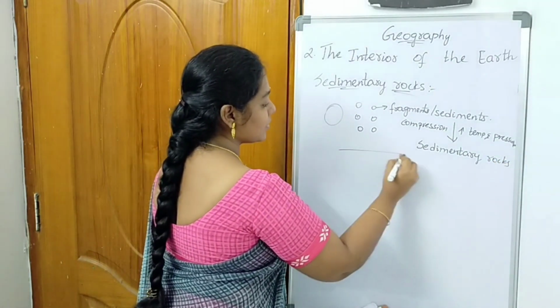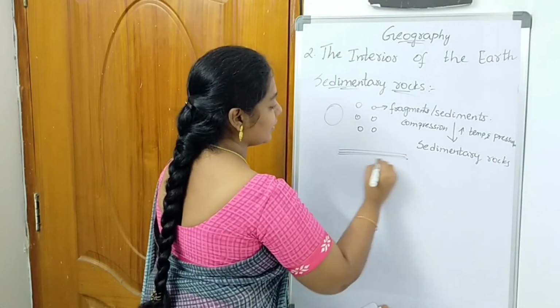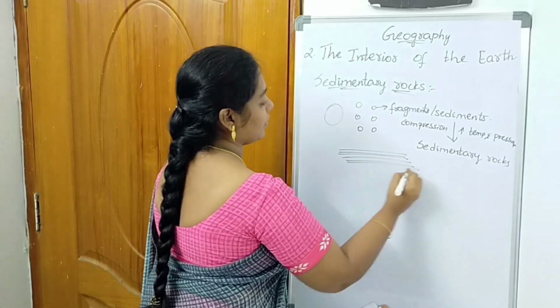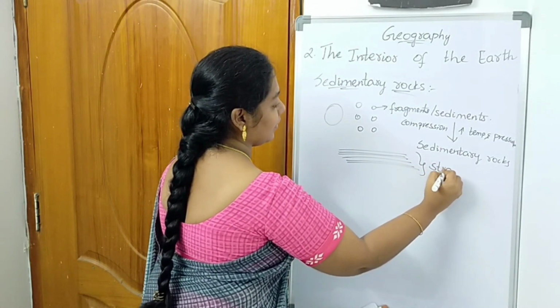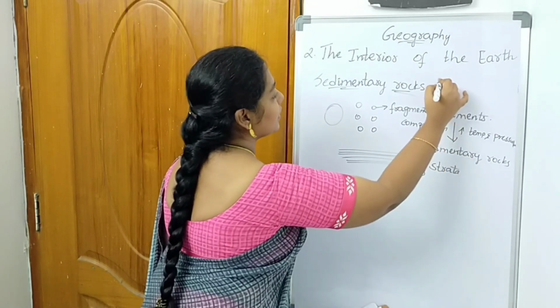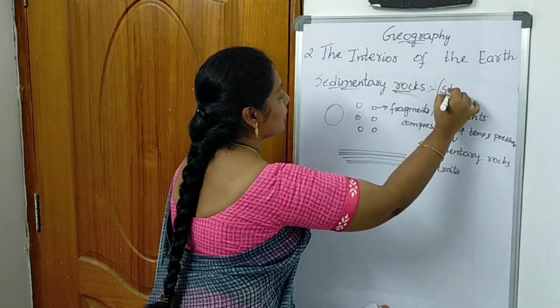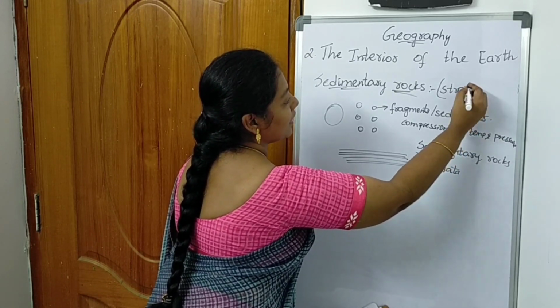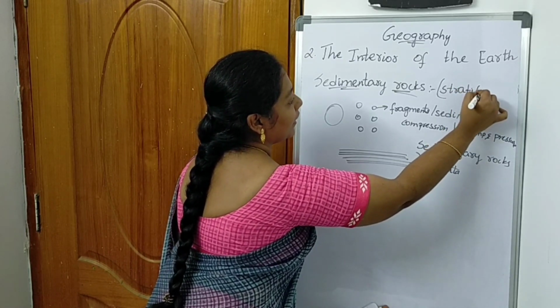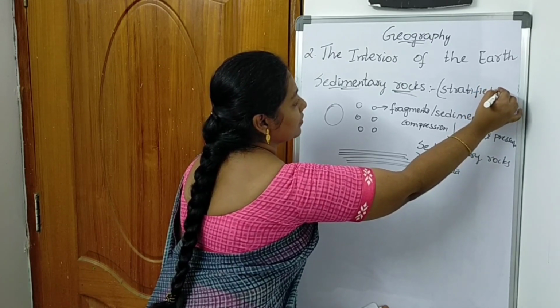The sedimentary rocks have different layers. These layers we call strata. Thus the other name for sedimentary rock is stratified rocks.